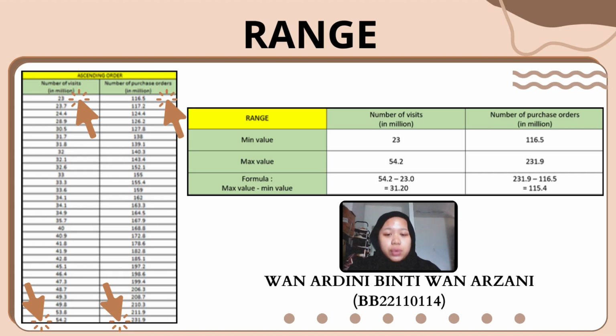The first one is range. All we have to do is subtract the minimum value from the maximum value, then we will get the answer. For the number of visits, the answer is 31.20 million, while for the purchase order it is 115.40 million.